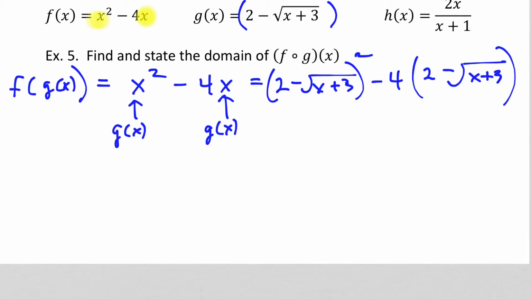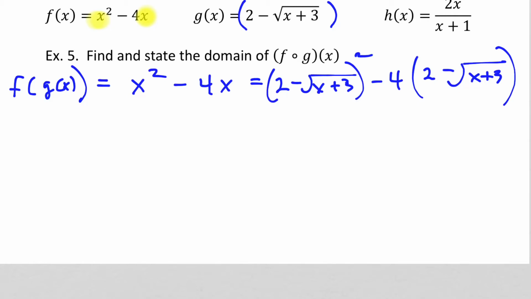All right, and I have to simplify that. So I am going to go ahead and simplify this first, and then I'm going to go back to the unsimplified form and find the domain. But we want to know how you would actually simplify something like this. So let's go ahead and carry this out.